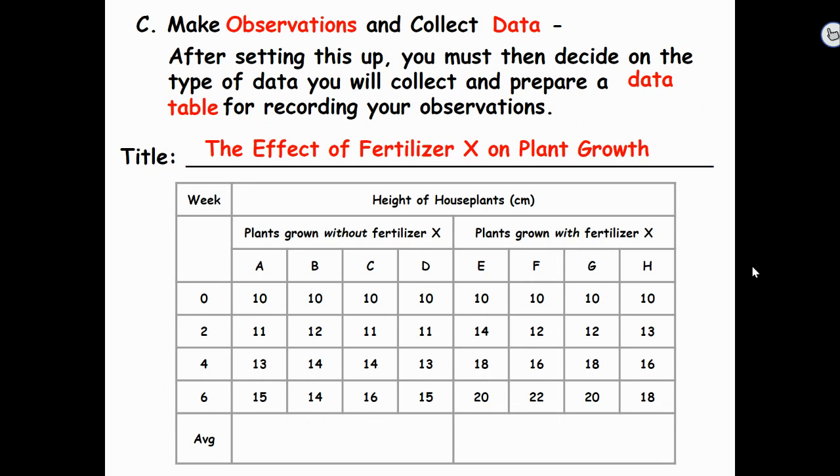Plants grown with the fertilizer, look what happened after the 6 weeks. E went up 10, F went up 12, G went up 10, and H went up 8. So they grew an average of about 10 centimeters.